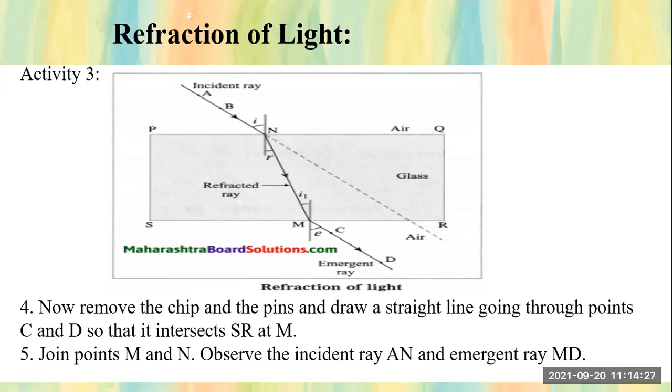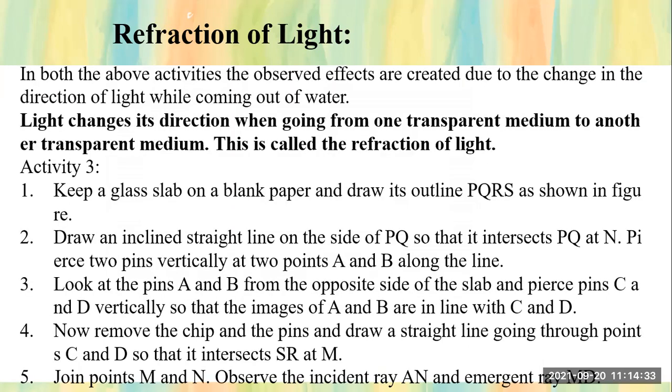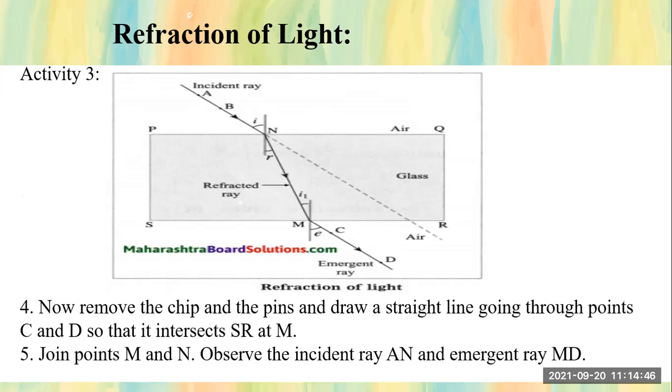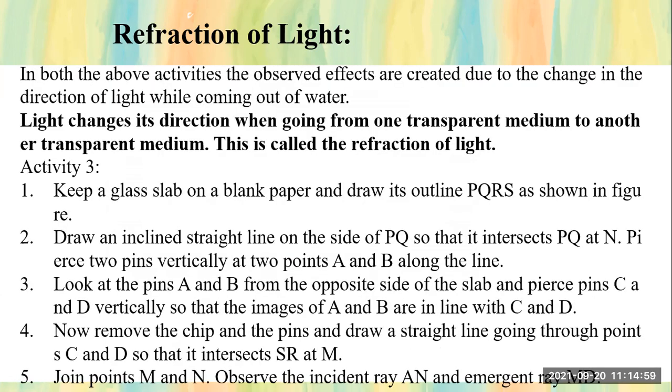Now remove the clip and pins and draw a straight line going through points C and D so that it intersects SR at M. Just remove these 2 pins C and D and draw a straight line where it is intersecting at the normal M, at which side, students? SR. Now join points M and N, and observe the incident ray AN and emergent ray MD.